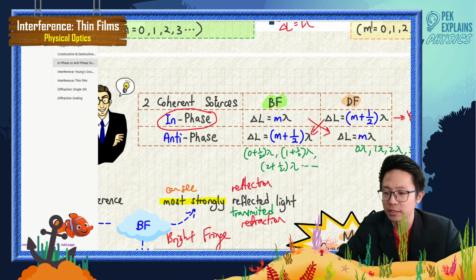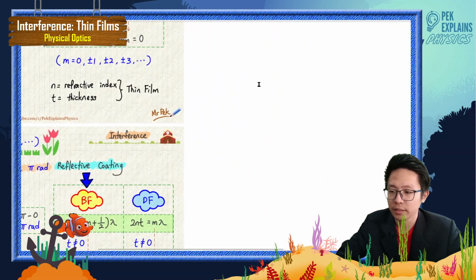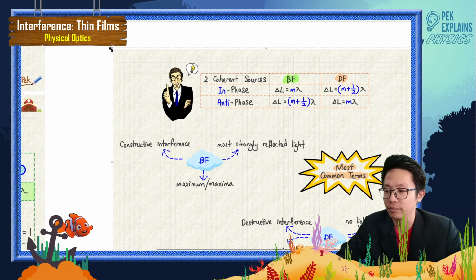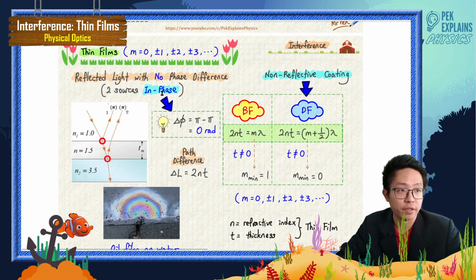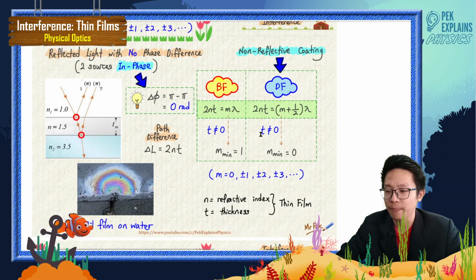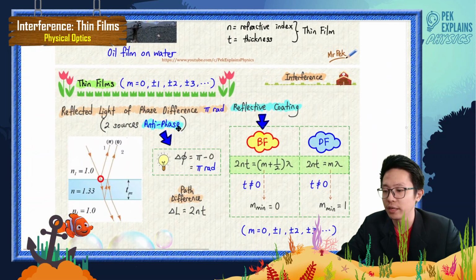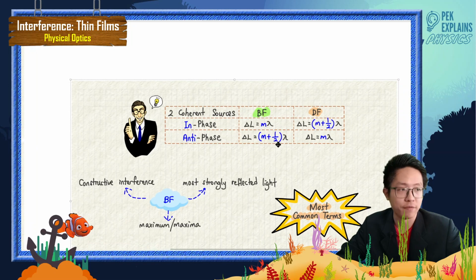Maybe I should take this picture and copy it here, so it is easier for reference. Let me drag it a little bit bigger. See that? If in phase, the bright fringe is m lambda. And if anti-phase, the bright fringe is m plus half lambda, and the dark fringe is also like that.